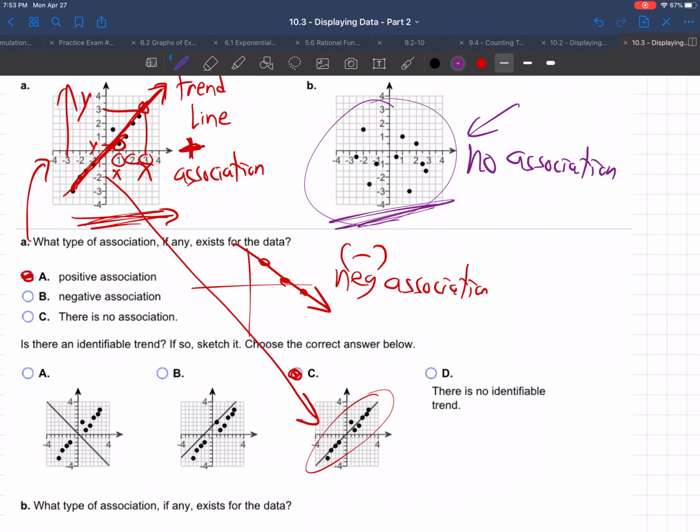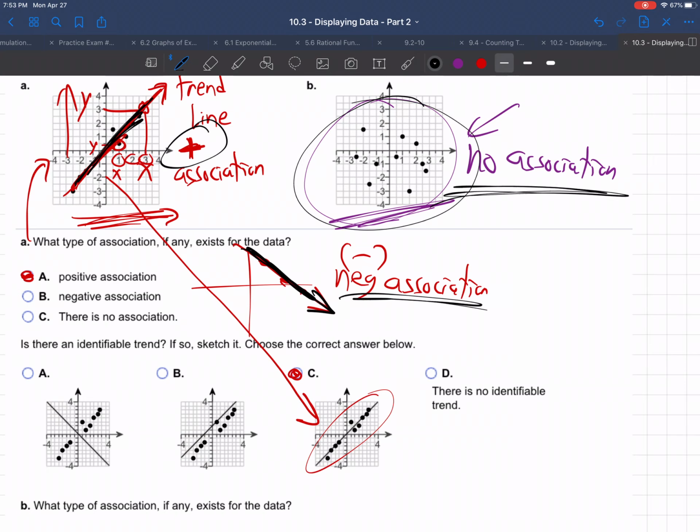So summarizing, if the line goes up to the right, that's positive association. If the dots tend to go down to the right, that's a negative association. If they just don't go anywhere, that's no association.